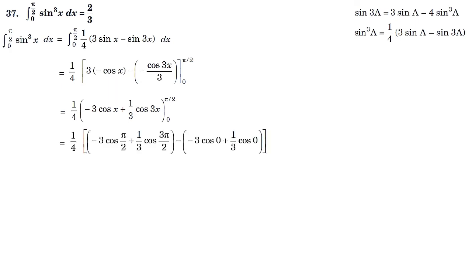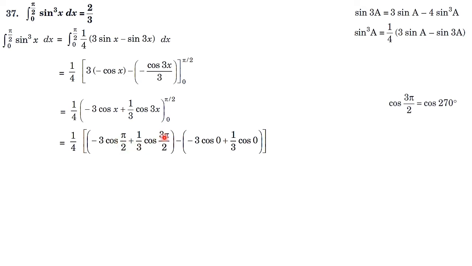Now substitute the limits, that is 1 by 4 into the upper limit minus the lower limit. That means minus 3 cos pi by 2 plus 1 by 3 cos 3 x replaced with pi by 2, that is 3 pi by 2, minus the lower limit, that is minus 3 into cos 0 plus 1 by 3 into cos 0. The lower limit is 0. Now here we know the value of cos pi by 2.